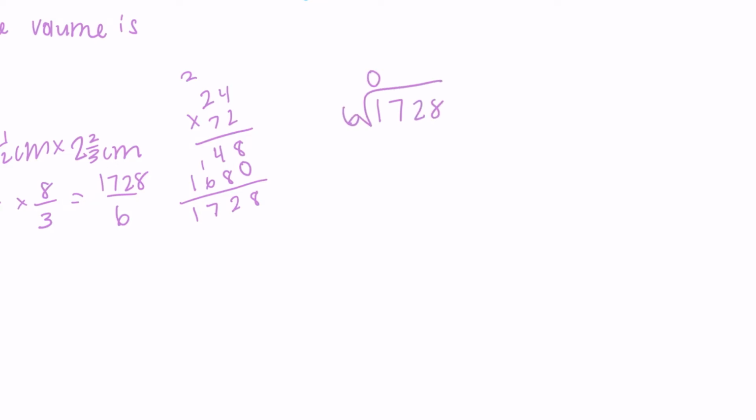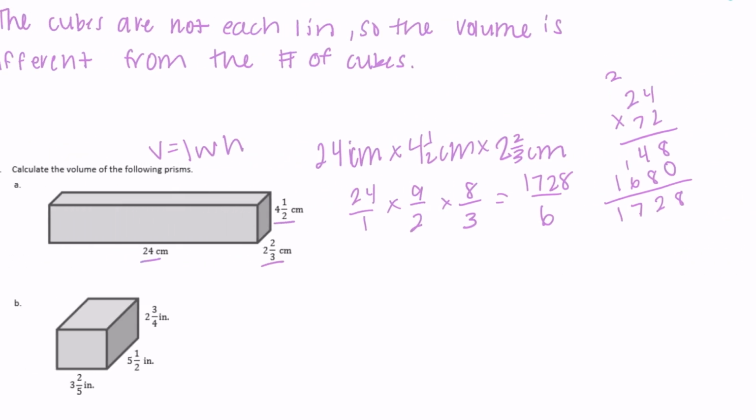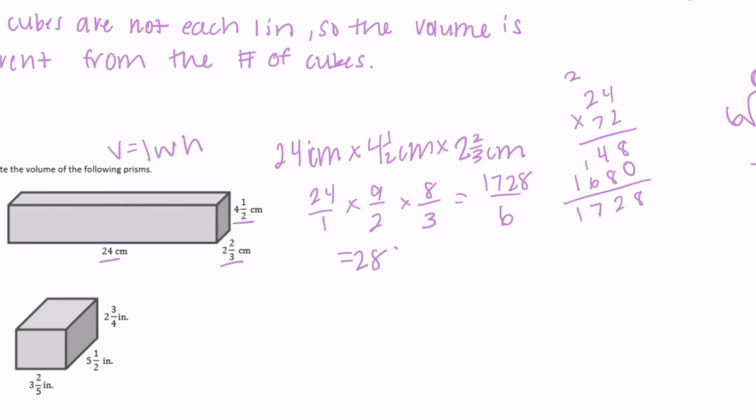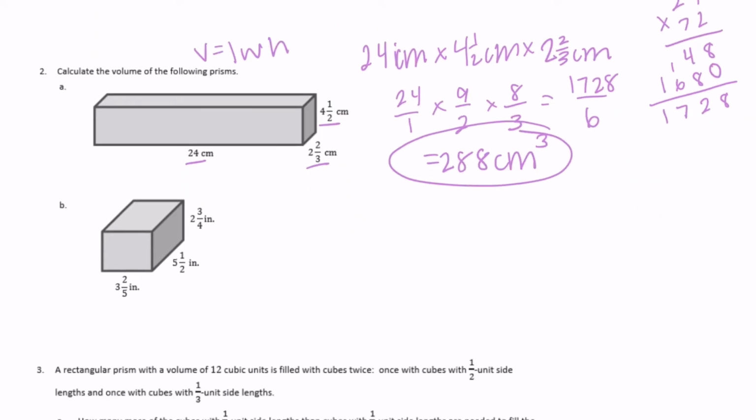6 can't go into 1, but it goes into 17. Let's see, 6 times 3 is 18, so it can only go in twice. 6 goes into 52. Let's see, 6 times 9 is 54, so 6 times 8 is 48. It can only go in 8 times. And another 8. So we get 288 centimeters cubed for A, and then let's do B.